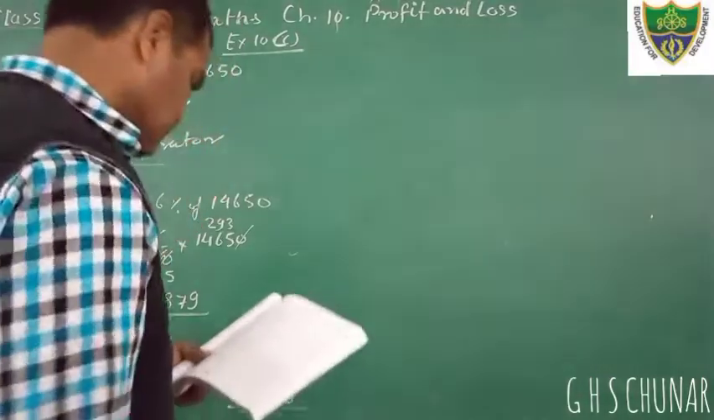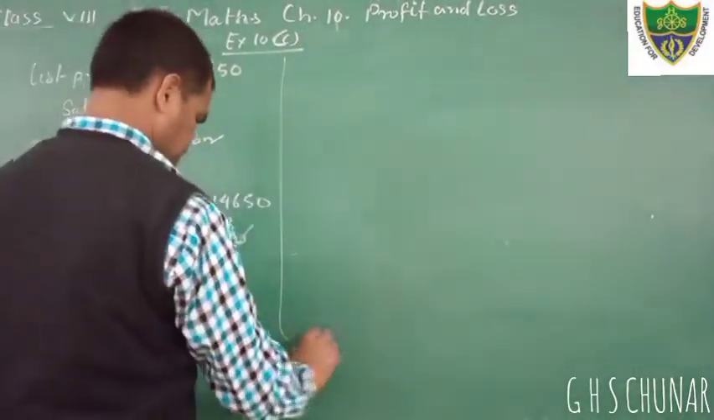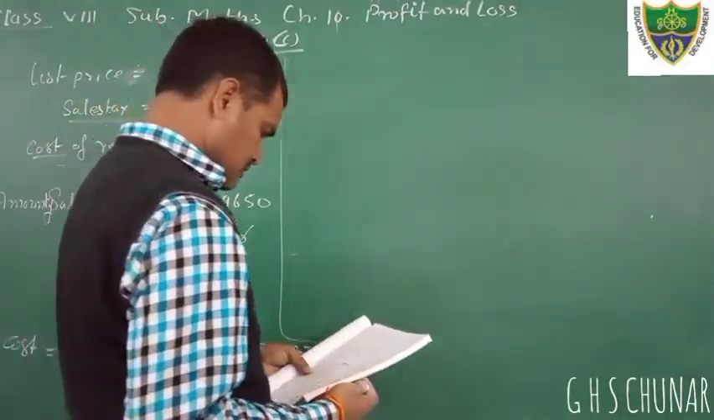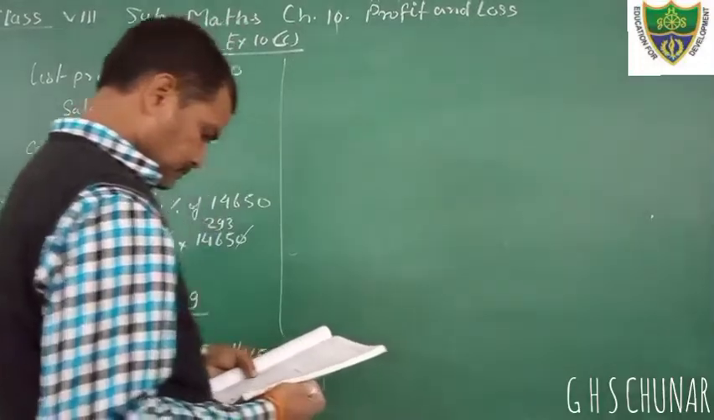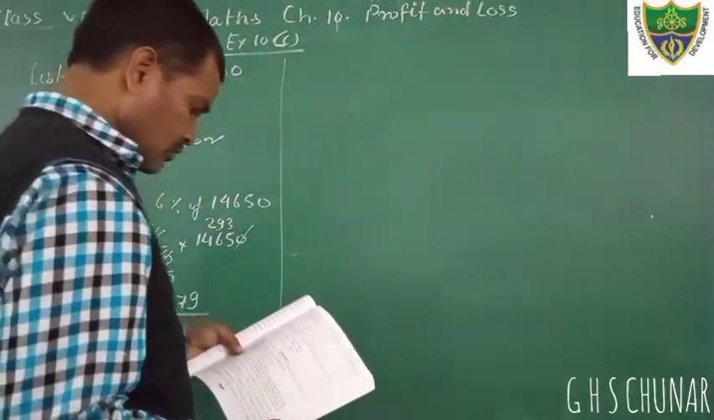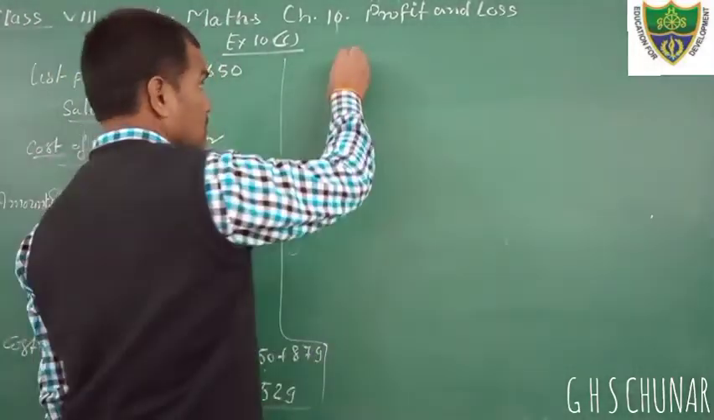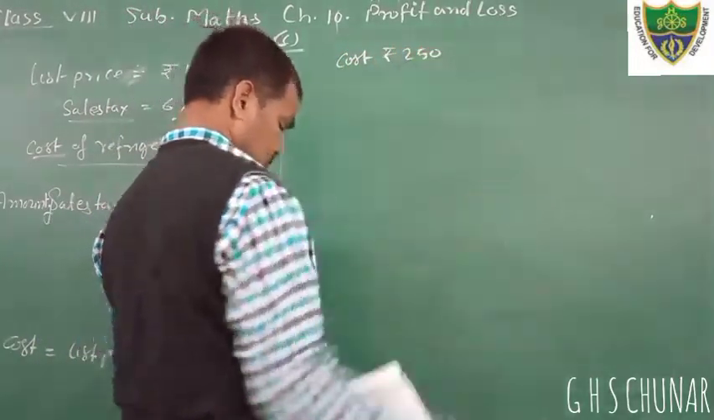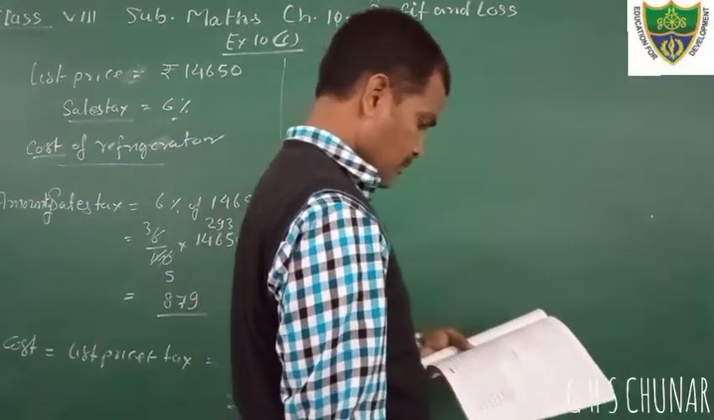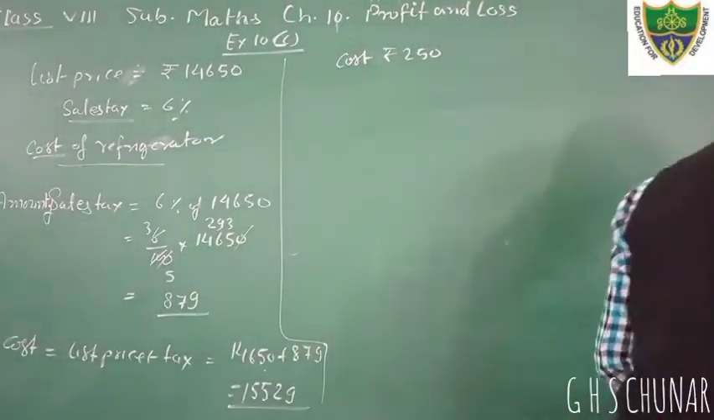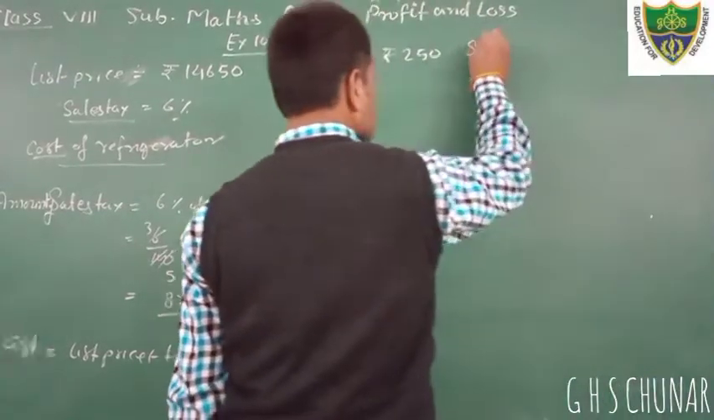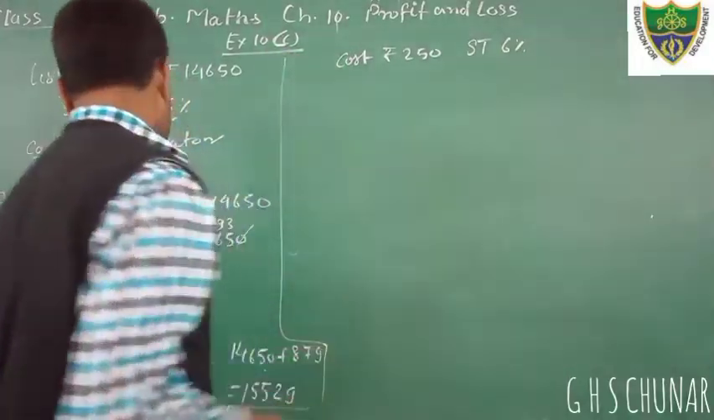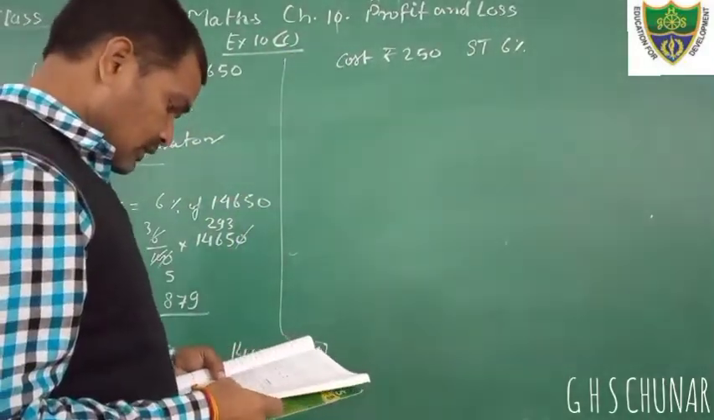Now we solve question number 2. In question number 2, Reena bought the following articles from a general store. One tie costing rupees 250 with sale tax 6%. Now calculate the total amount.